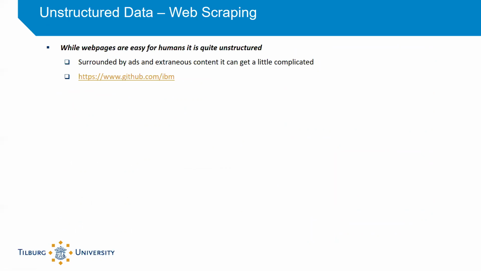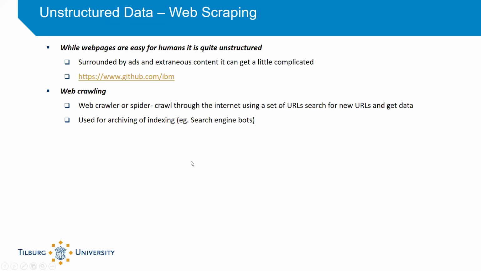So first, let's deal with unstructured data. You have websites which are easy for humans to understand, but are often unpredictable and unstructured. The reason is there are a lot of pictures, a lot of ads, and a lot of extraneous content that makes everything a bit complicated. The process that you use for collecting unstructured data is known as web scraping. And web scraping has two parts.